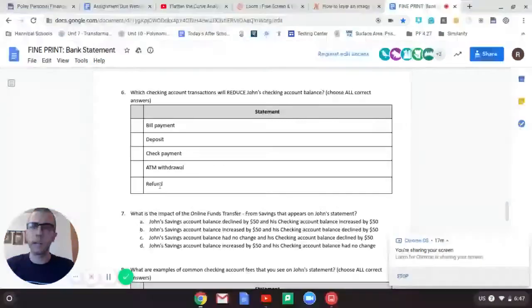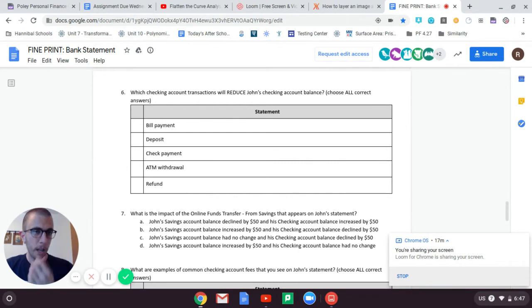What about a refund? Is a refund a good or bad thing? Well, if there's a mistake that's made and you request a refund, you're going to be getting money back as long as that request is approved for whatever it may be, right? A refund is money coming back to you. Could think of it as a deposit. So that will increase your account balance, not reduce it or decrease it. So the 3 things that should be checked here: bill payment, check payment, ATM withdrawal. Those 3 things reduce your account balance.